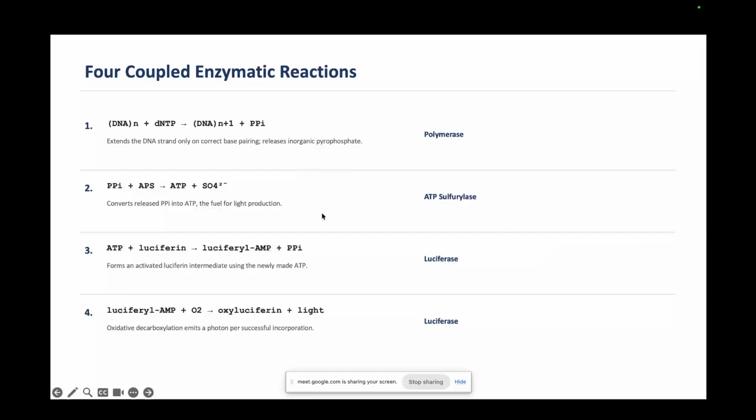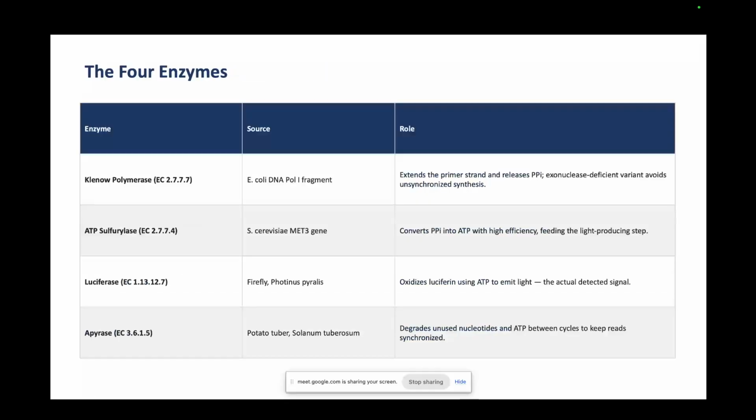I think we have discussed this enough, but if you just want to take a look, you have DNA, you use dNTP, you get this pyrophosphate out. This pyrophosphate will bind with APS to give ATP. Now this ATP will bind with luciferin to give luciferyl AMP, and then luciferyl AMP will be converted to oxyluciferin, and light will be emitted by luciferase. These are the basic four coupled enzymatic reactions for pyrosequencing.